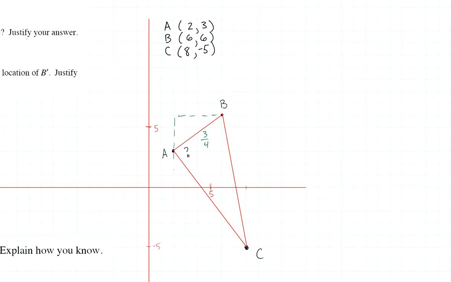And for AC, say I go down 1, 2, 3, 4, 5, 6, 7, and 8, and I went over 6. Oh, well, actually I just went down 8 and over 6, which does reduce to -4/3. So this line segment has a slope of -4/3. Well, actually, those are opposite reciprocals of each other. So this really is a right angle.